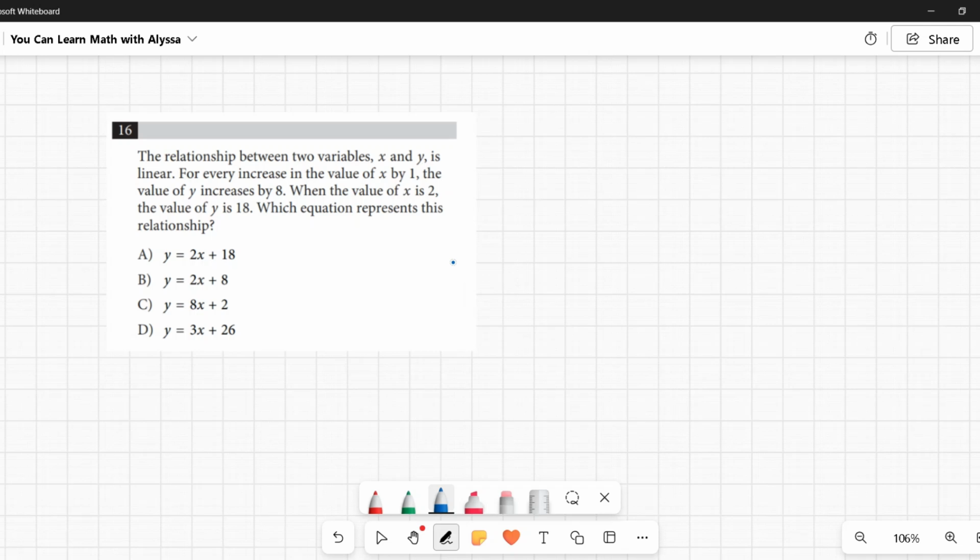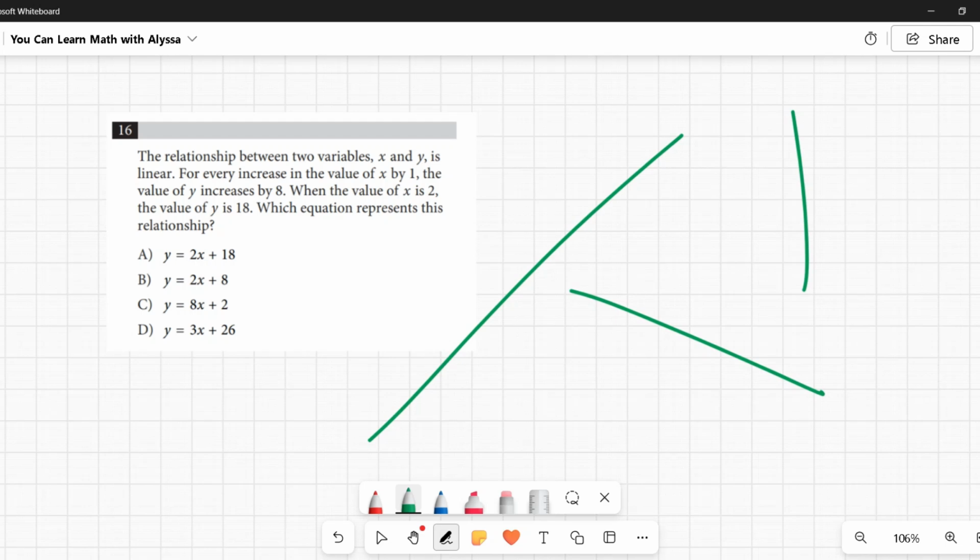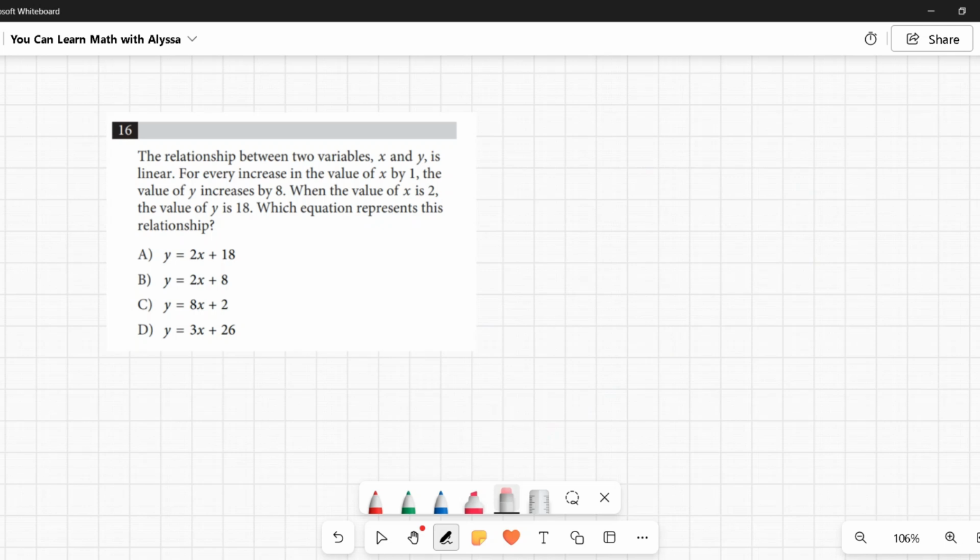16. The relationship between two variables x and y is linear. So that means if we graph x and y coordinates, we're going to get a straight line of some variety. No curving. No capes. For every increase in the value of x by 1, the value of y increases by 8. When the value of x is 2, the value of y is 18. Which equation represents this relationship?